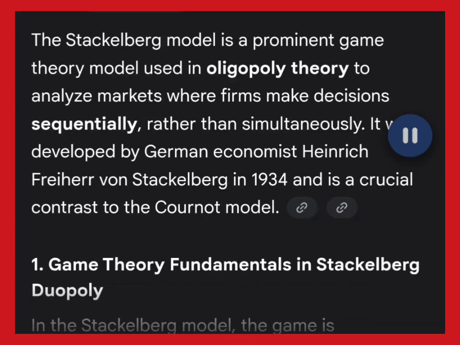The Stackelberg model is a prominent game theory model used in oligopoly theory to analyze markets where firms make decisions sequentially, rather than simultaneously. It was developed by German economist Heinrich Freiherr von Stackelberg in 1934 and is a crucial contrast to the Cournot model.